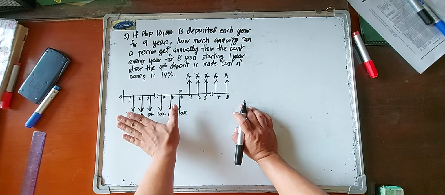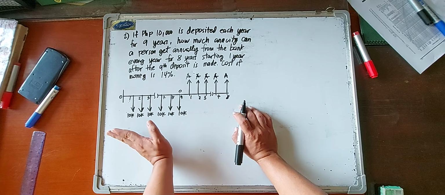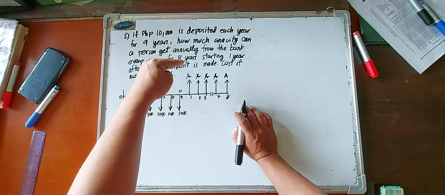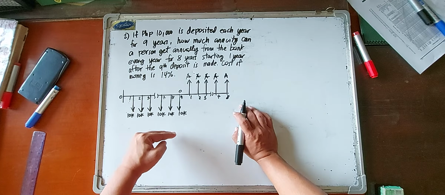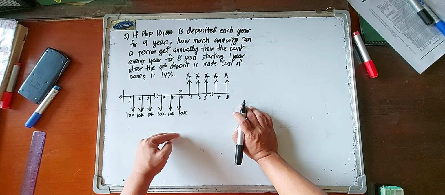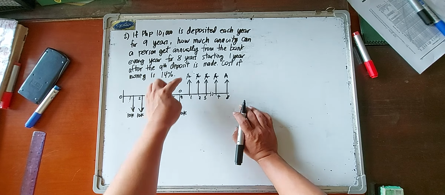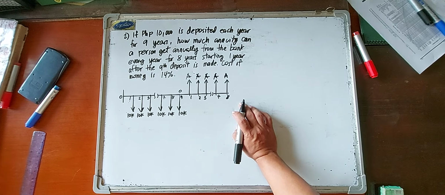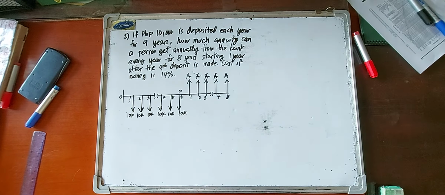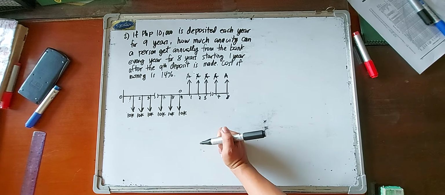Okay? So for the first 9 years, nag-deposit siya ng 10,000. And for the next 8 years, may marireceive siya yearly na amount from the bank because of his investment in the previous years. So magkano ngayon yung amount na marireceive niya every year for 8 years after the end of his last deposit? Again, for this particular case we can use the concept of economic equivalence, or pwede rin yung dinerive natin na formula for deferred annuity. Maybe we can use both solutions for this particular problem.